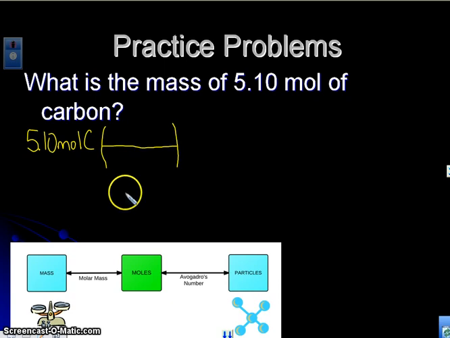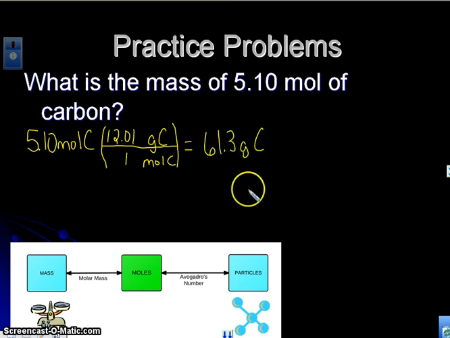And then we're going to set up our conversion factor. So think about your units. You want moles of carbon on the bottom to cancel, and then you want grams of carbon. That's the unit that we're trying to get to. And when you look on your reference table, the molar mass of carbon is 12.01 grams per 1 mole of carbon. So 1 mole of carbon contains 12.01 grams. And when you punch that in on your calculator, which I'm sure you're doing right now, you should get 61.3 grams of carbon.